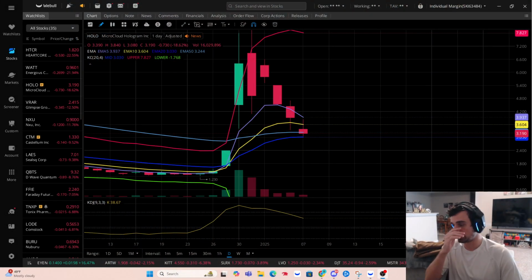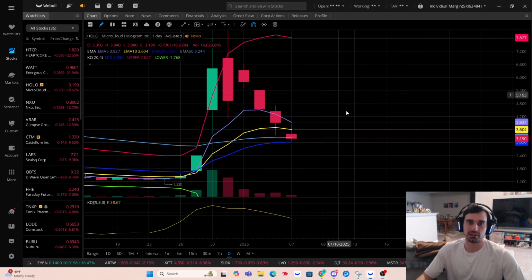But I will show you guys the levels that had a bounce effect, and I'll show you what I did. I learned in the Discord that I got out at 3.80 and I got back in at 3.12. So let's look at the chart here, and I'll show you guys exactly my analysis.